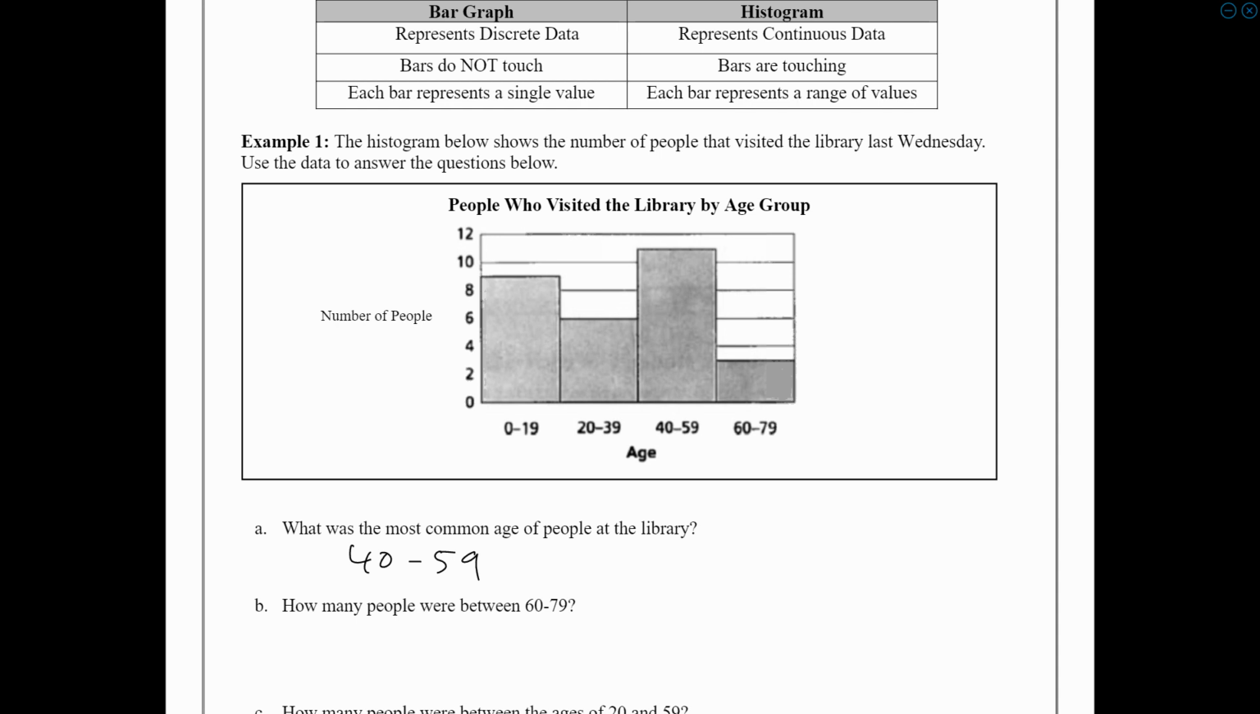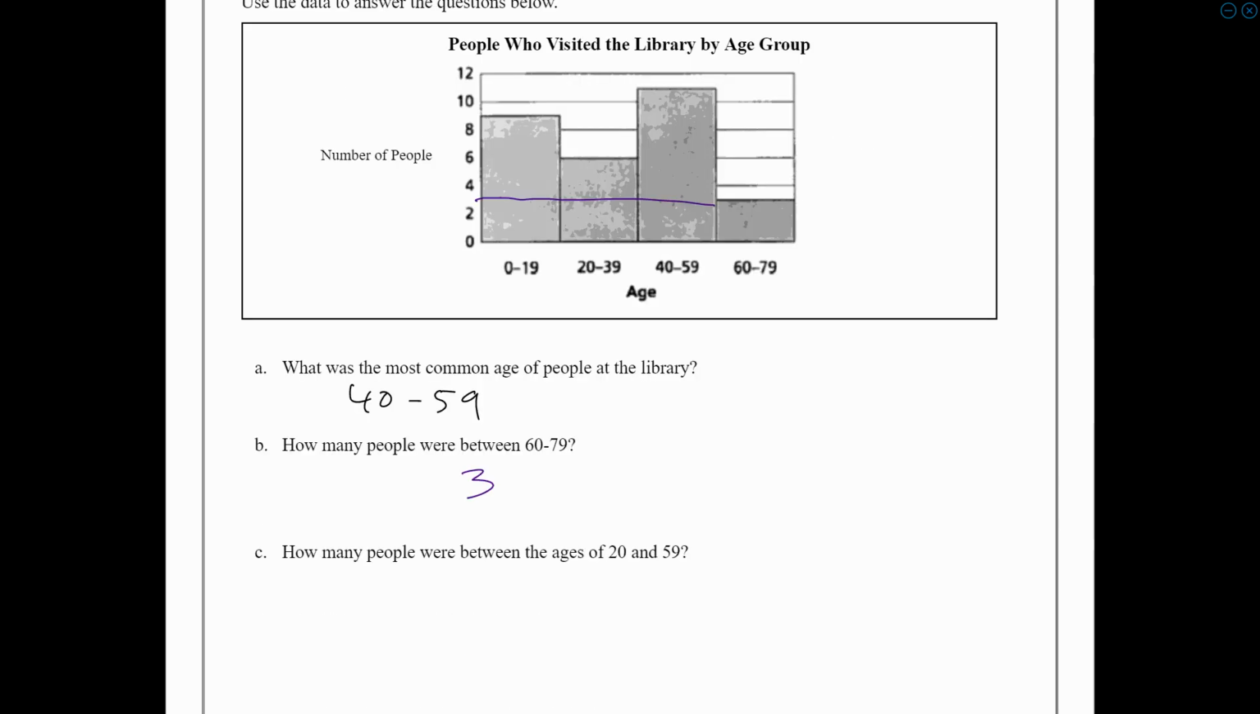Okay, how many people were between 60 and 79 at the library? Take a look here. I go here exactly, I look across. It's right between 2 and 4. There were 3. Now, how many people between the ages of 20 and 59? It's both of these together, so it's 6 plus 11. There are 17 people between the ages of 20 and 59 at the library at that point in time.